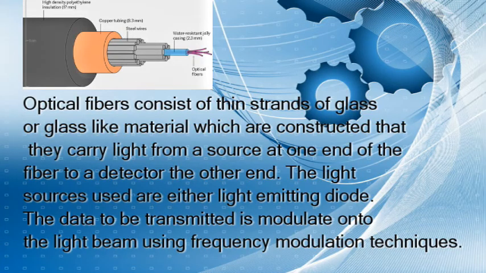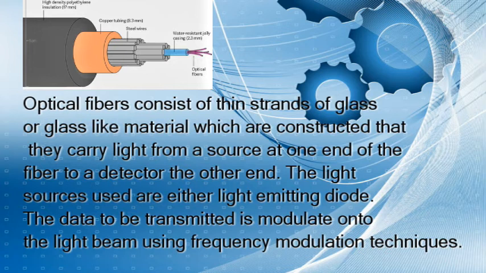Next comes the type of cable that is the most commonly used these days, that is the optical fiber. The optical fiber consists of thin strands of glass or glass-like material which are constructed to carry light from a source at one end of the fiber to a detector at the other end. As you can see, the fiber optic cable has the core, cladding and the sheath.